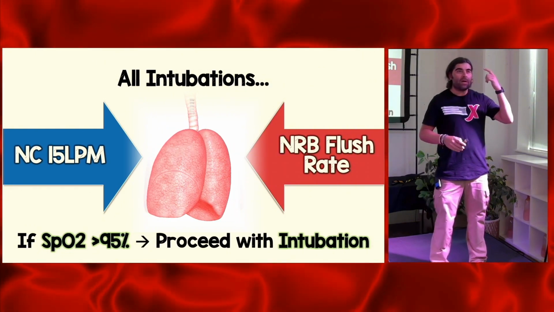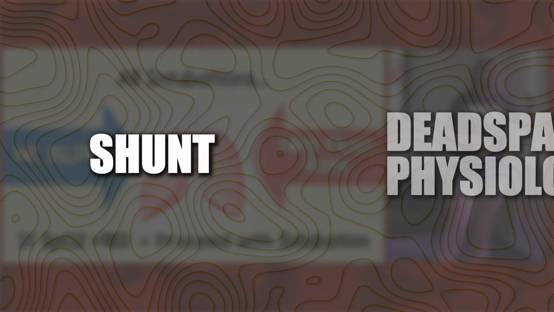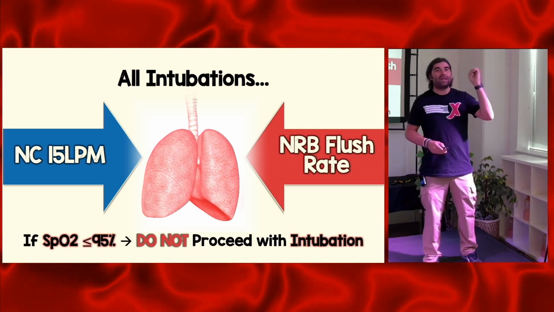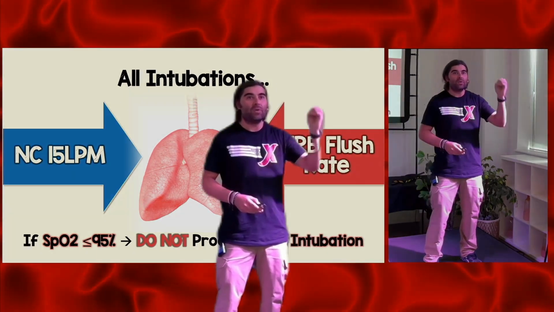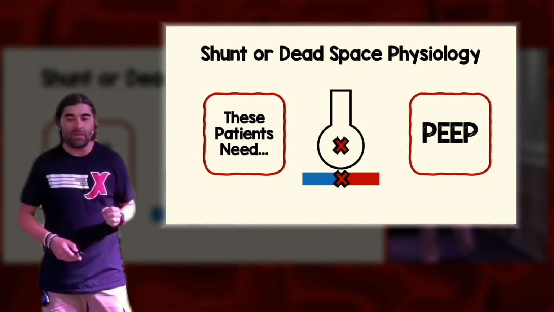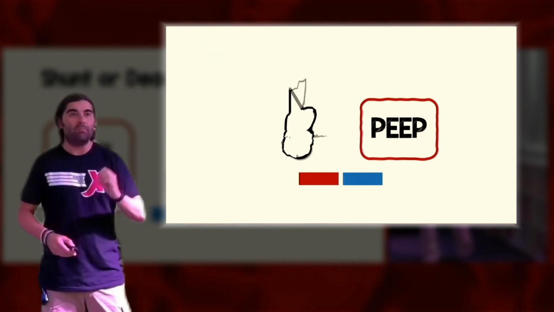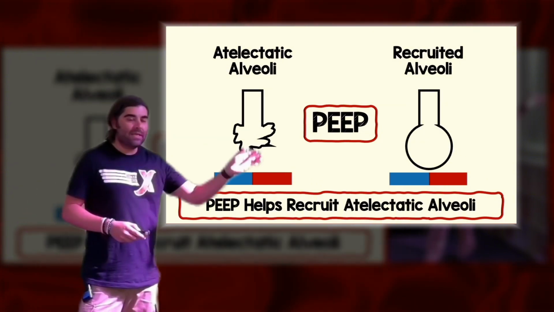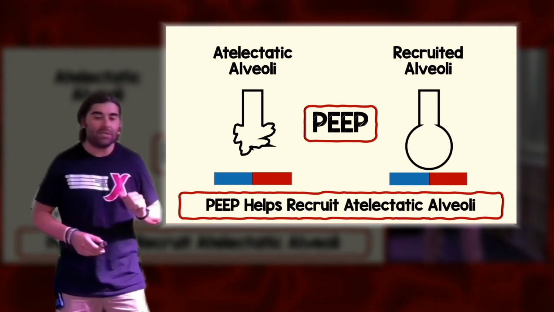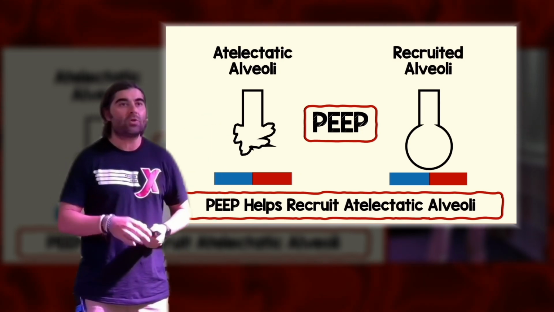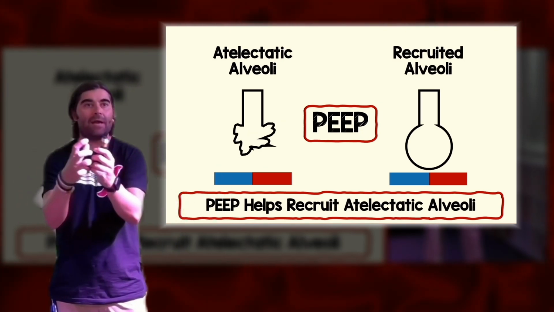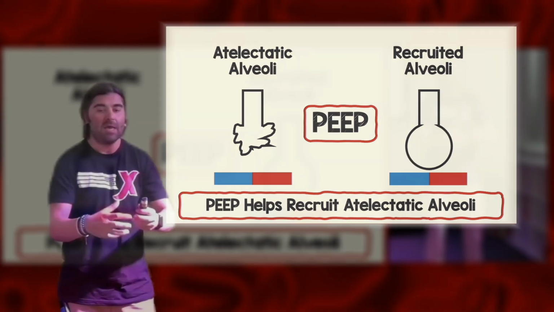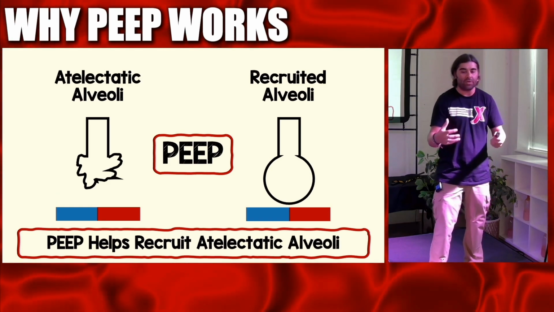Then you have to start thinking about shunt or dead space physiology in the lungs. And for those patients, flush rate oxygen alone isn't going to do it. You need some type of positive pressure ventilation. These patients need PEEP, positive end expiratory pressure. Now, I'm not going to rehash dead space versus shunt physiology, but the whole point is that you're trying to recruit a bunch of alveoli that are atelectatic, that are not involved in gas exchange, not the ones that are diseased. And that's why PEEP works when you do this.